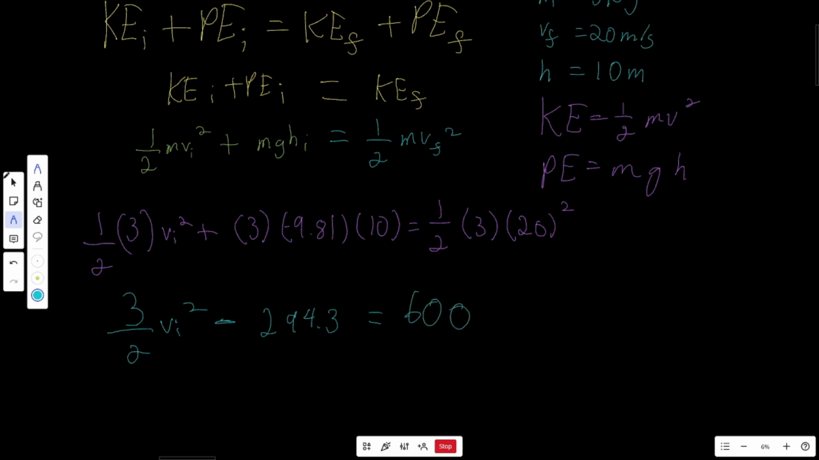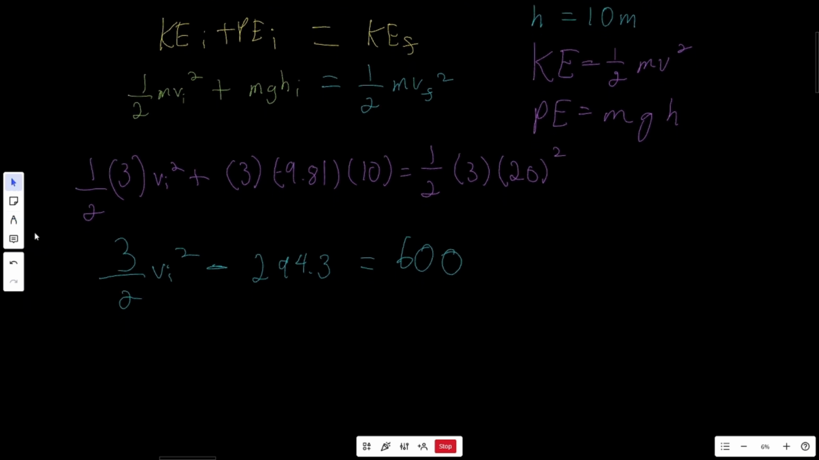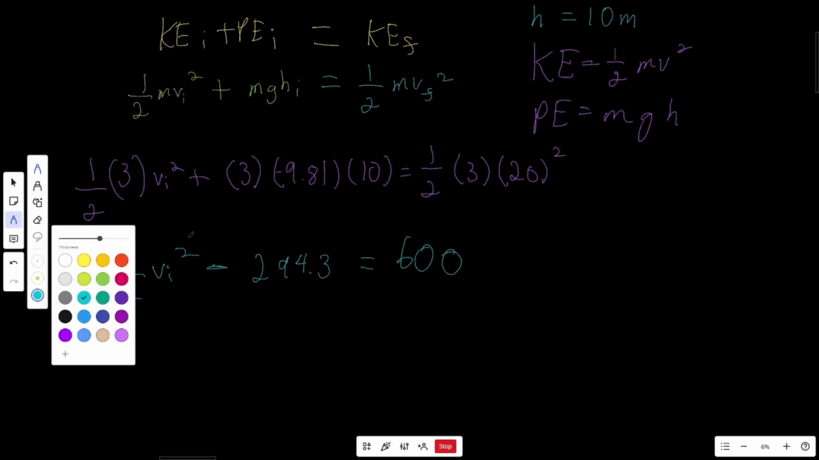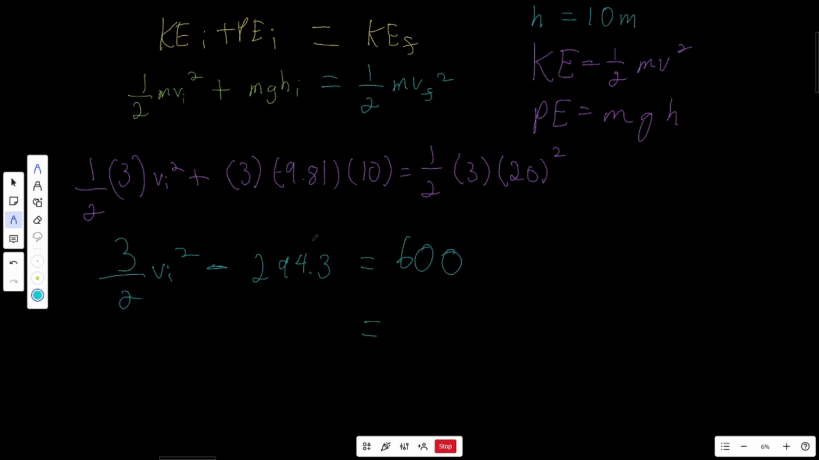Okay, so now we can continue to simplify since we're only left with the variable that we're looking for. So let's go and transpose our 294.3, or our PE initial. So 600 plus 294.3 is equal to 3/2 vi squared. And we're going to simplify even further. This will just become 894.3. Okay, so 894.3, and then we're going to divide both sides by 3/2. So divide by 3/2.